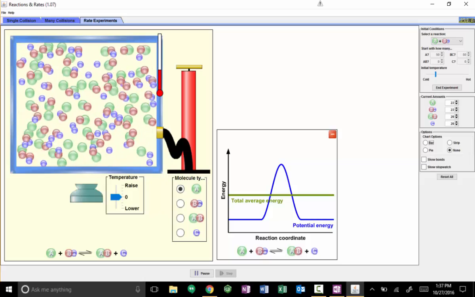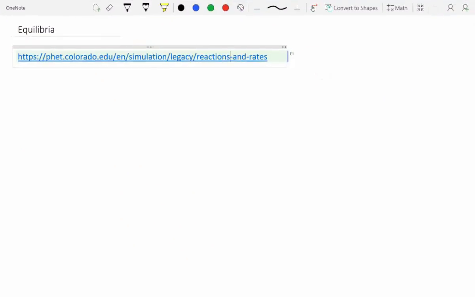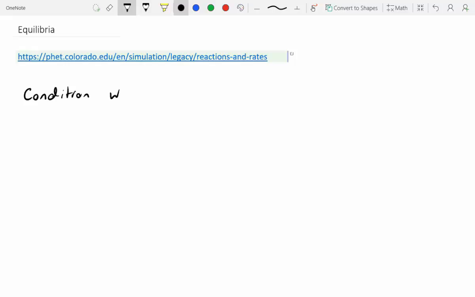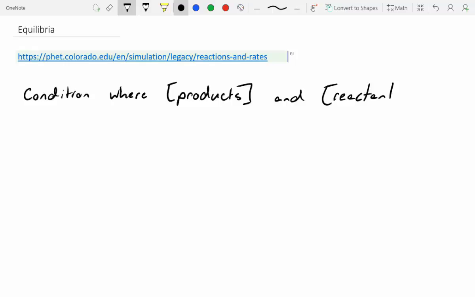So let's go back to our notes and kind of diagram what this means. It is a condition where the concentration of your products and the concentration of your reactants stops changing. It's important to note that the reaction still occurs, it's just that concentration stops fluctuating.